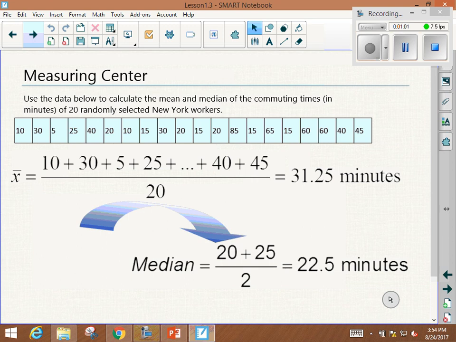We understand how to calculate a mean. It is exactly the same as an average, right? Our median, however, because we have an even number of data values, we're going to have to take an average.